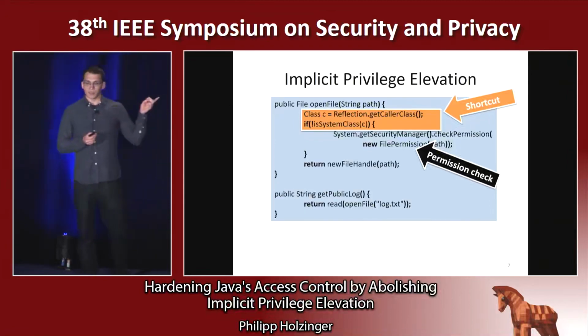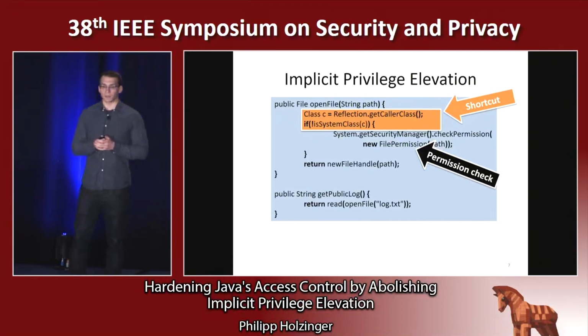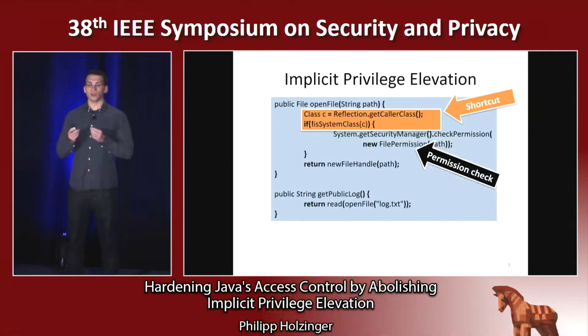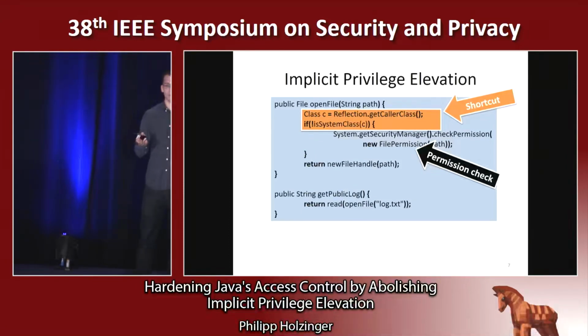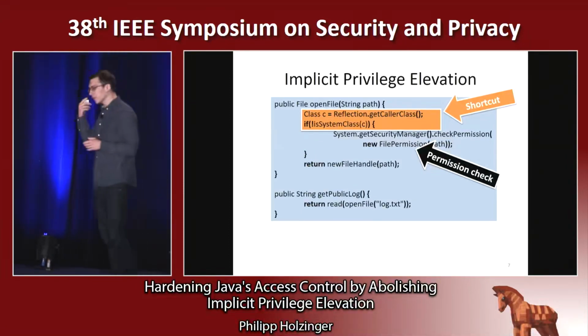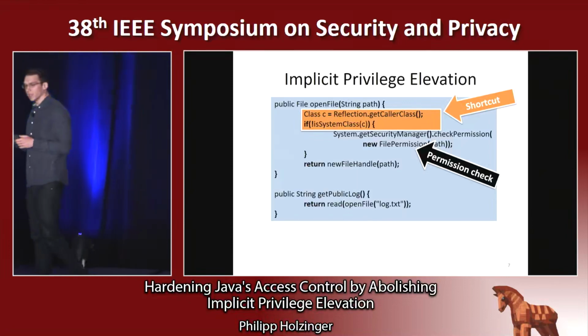So in this example that we see here, the shortcut checks if the immediate caller of OpenFile, so the method that calls OpenFile, is part of a system class. And if it is part of a system class, no permission check will be executed. Now, this has interesting consequences.